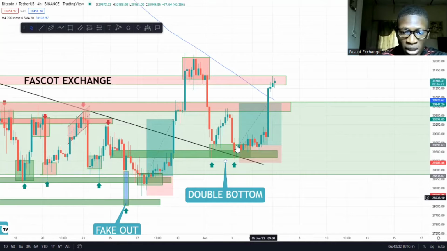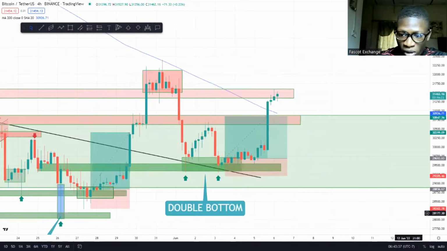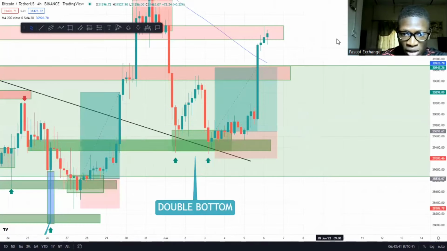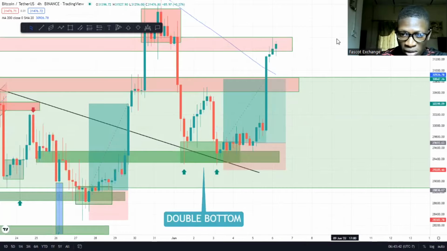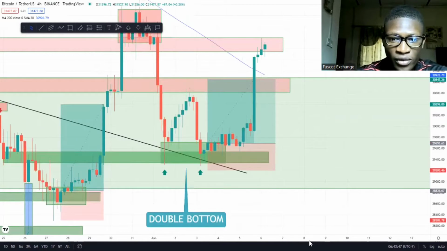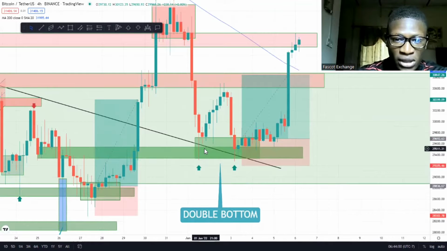Now, that is where this big movement comes in. Let me try to zoom in so that you guys can see it very clearly. That is where this movement came into place, this movement where we have a double bottom. Now, our double bottom entry: this is why you need to train yourself enough to know this kind of zone, because they are zones that are very active.